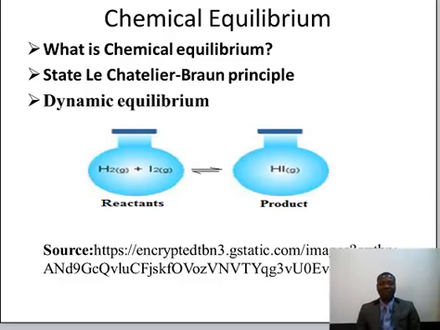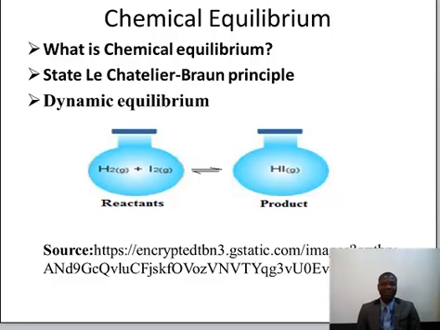Now, what do we understand by chemical equilibrium? Chemical equilibrium is said to be the condition which occurs when the concentration of reactants and products participating in a chemical reaction exhibit no net change over time.